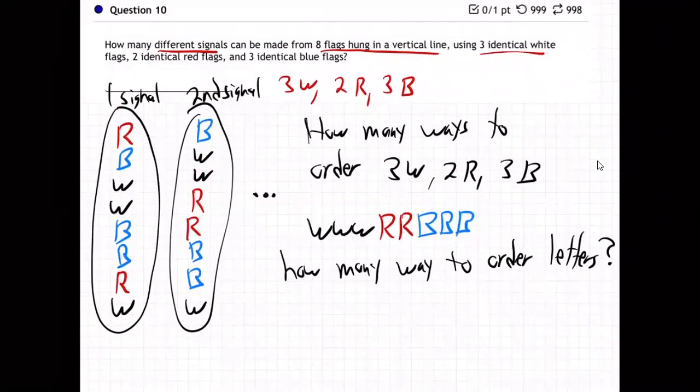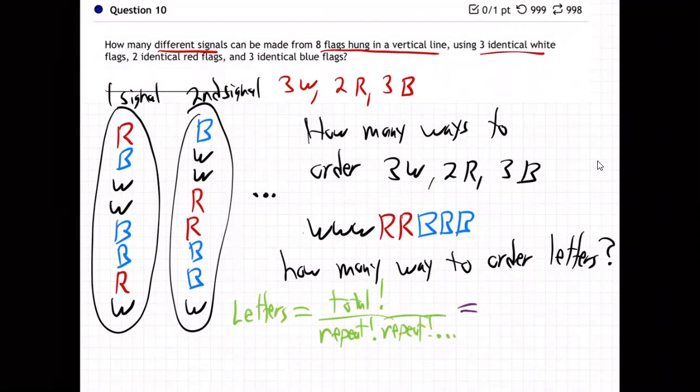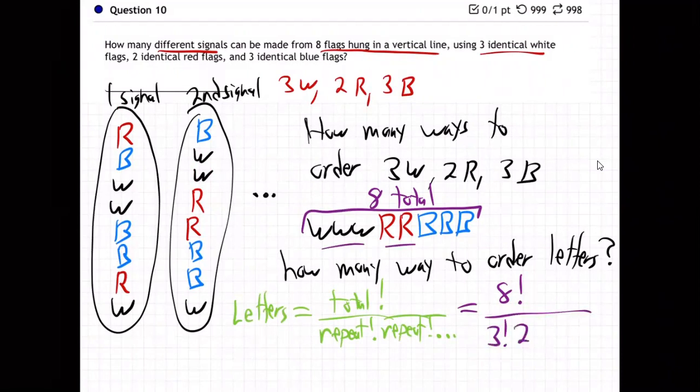So it's like letters. It's just the total factorial over, remember, repeat factorial times repeat factorial, etc. However many repeats you have on the bottom. So what's the total? Count them: 3, 4, 6, 8 total. So mine has 8 total, so that'll be 8 factorial over the repeats. Well, 3 whites, 2 reds, 3 blues.